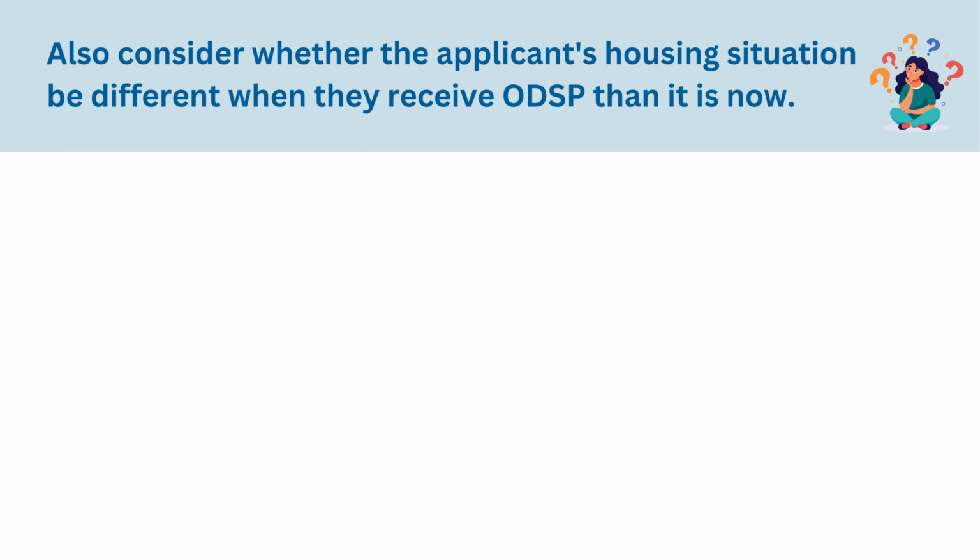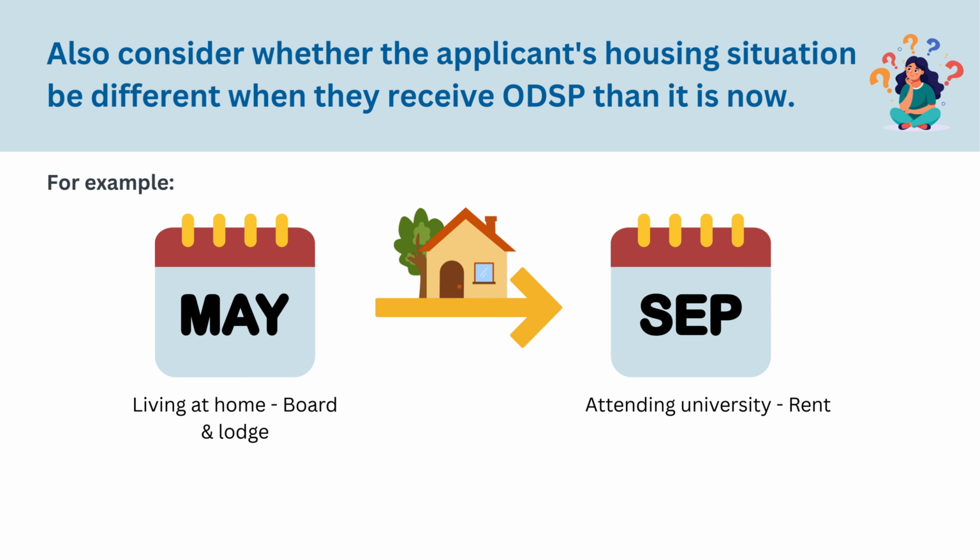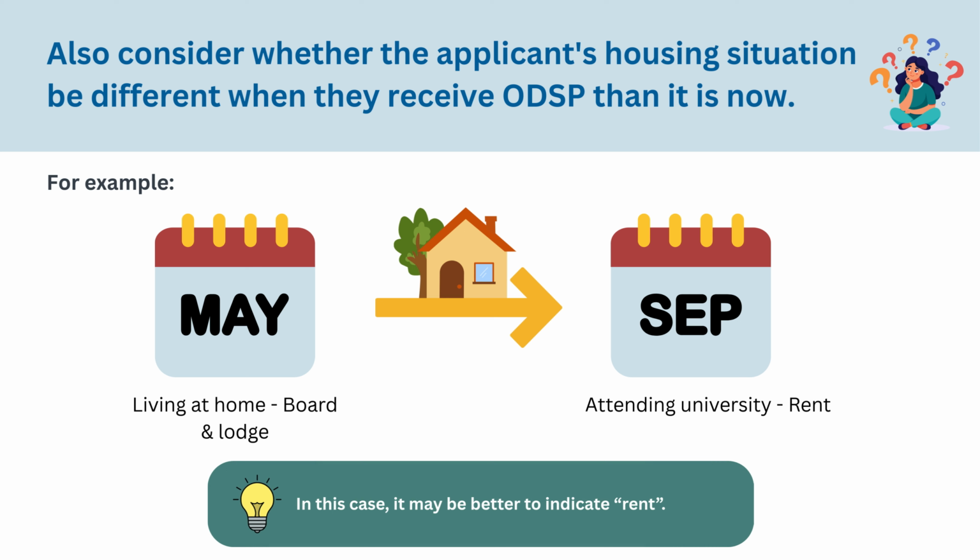You might also want to consider whether the applicant's housing situation will be different in 6 months or so when they begin receiving ODSP as compared to what it is at the time they apply for ODSP. For example, it is the month of May. A young adult is applying to ODSP, and they're indicating board and lodging. However, in September, they will be attending university and living on campus and paying a rental fee for the university residence. ODSP would begin possibly sometime in the fall, maybe a bit later, so their housing situation by the time ODSP begins would be different than at the time of application. In this situation, it may be better to indicate rent.